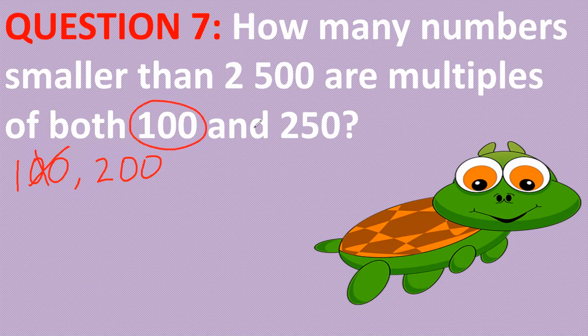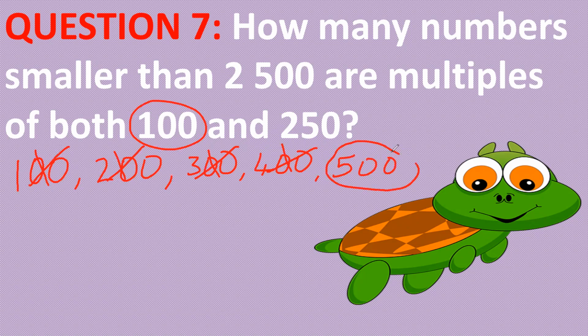And then I'm asking, is it a multiple of 250 also? It's a multiple of the other number also. If it is not, just make a cross. So 200 also doesn't work. 300, is it going to work? No. And then what about 400? 400 also will not work. But when you come to 500, it will work, people. 500 is a multiple of 250 and 100, of course.